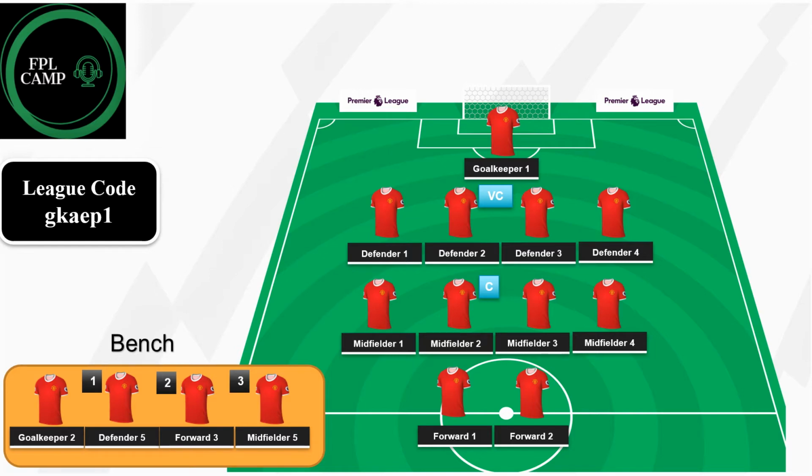Let's say midfielder 4 has not played for the entire match. Then defender 5, who was the first sub, automatically comes in at the end of the game week and not midfielder 5. Hence, it is very important to set your bench order every game week. You don't want to get 1 point from the bench when you could have gotten 6. Trust me, this hurts.